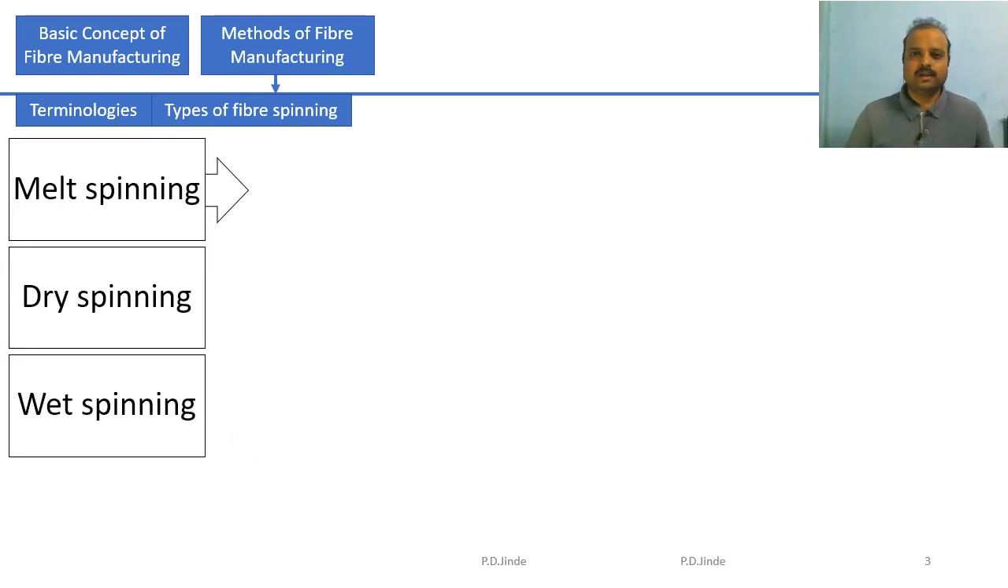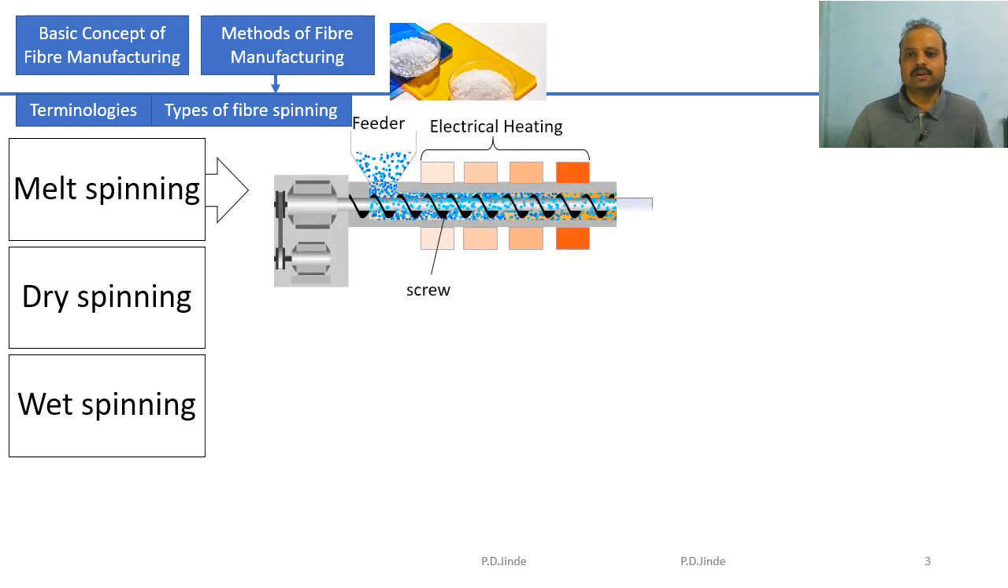The majority of the synthetic fibers produced in this world use either of these technologies. Certain polymers melt after application of heat, but a few polymers do not melt; rather, they get degraded. Only those polymers that can be melted without degradation are suitable for melt spinning. The process of melting is shown in this figure.